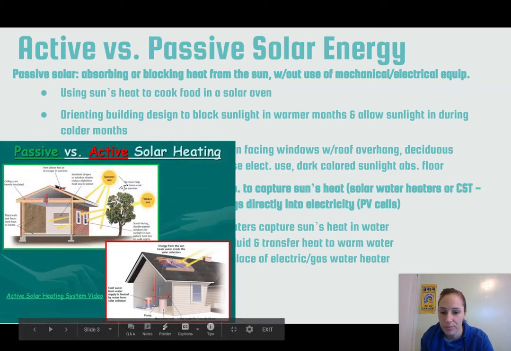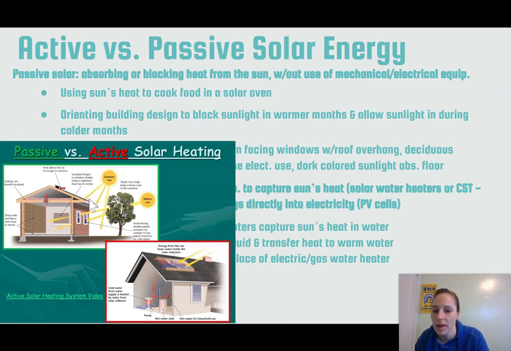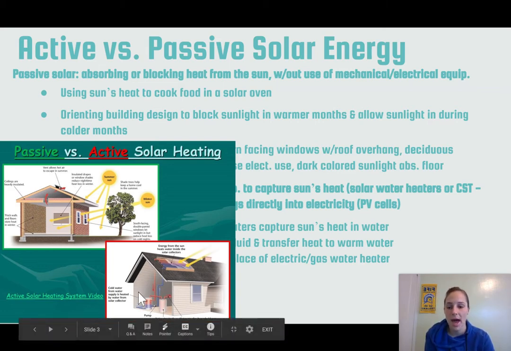So if you look at this diagram, up on the top would be passive. So like I said, having things like using trees for shade, having heavily insulated houses, having thick walls, having vents for hot air to escape in the summer, stuff like that. Versus on the bottom is going to be active, where this person would be using some energy from the sun in order to heat water that can be used for warm water throughout the house.